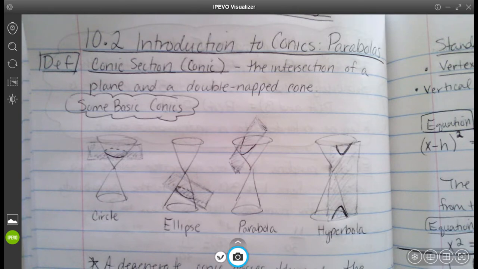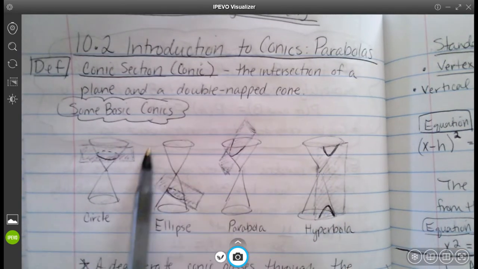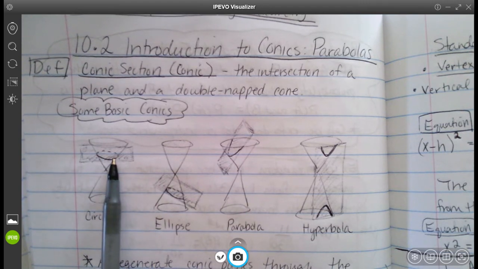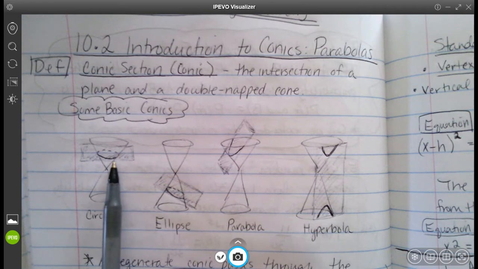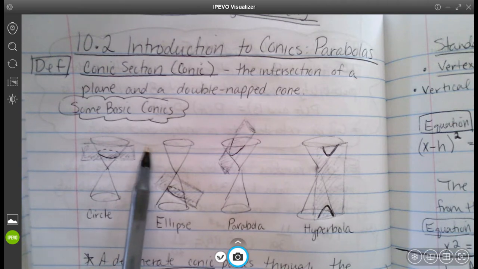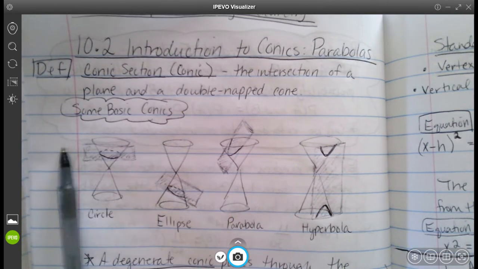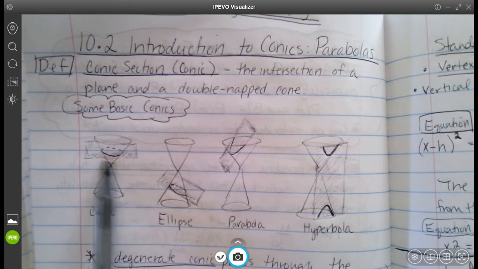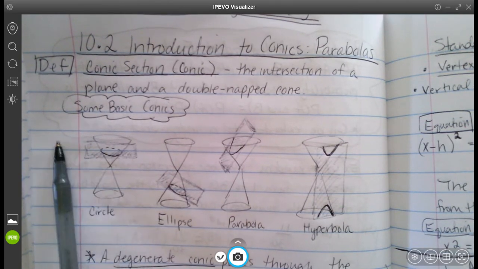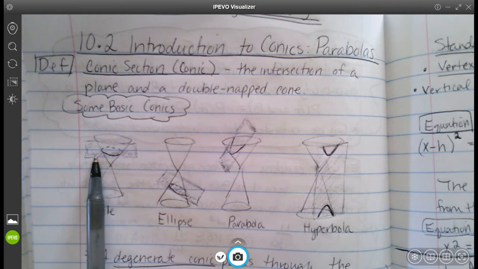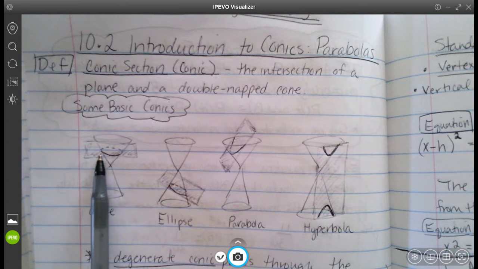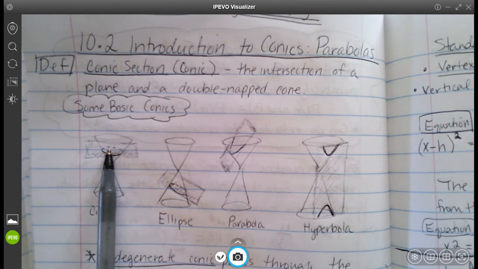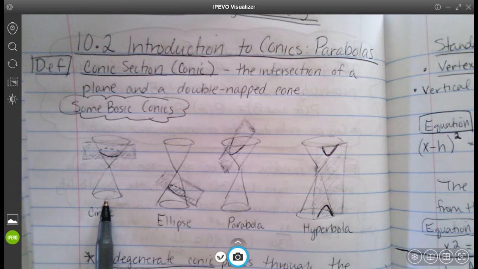Think of a flat plane going through the cone, and the figure it makes inside the cone is what we consider the conic section. In the first one, if I take a flat surface and slice it straight through, the piece inside the cone is a circle, if it's perfectly flat and not at an angle. A circle is all the points equidistant from some point in the middle, the radius. That's how we get a circle.